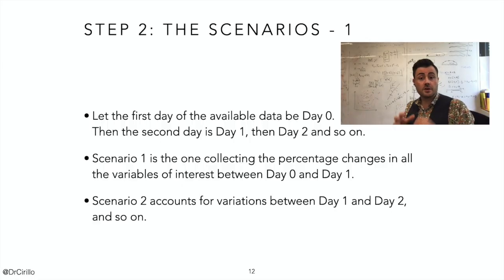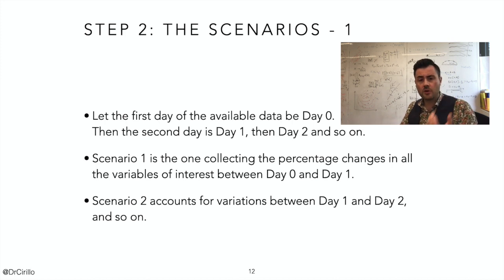So let's consider our 501 days of observations for the different market variables that affect our portfolio. We call day 0 the first observation, that is to say 501 days ago. Day 1 will be the next day, then day 2, day 3, day 4, until today, that we call day n.